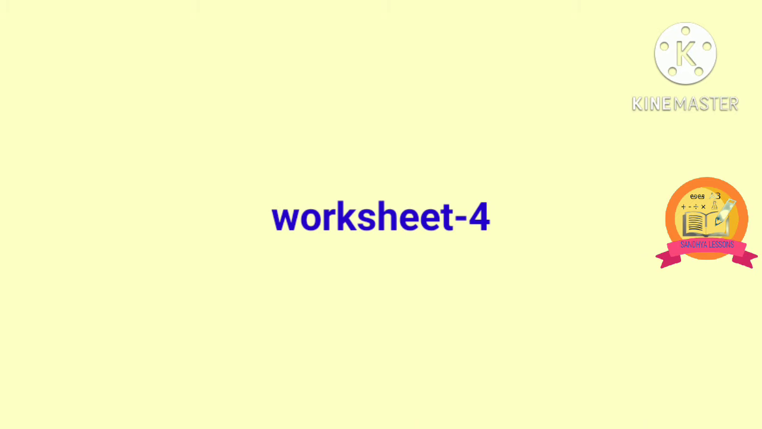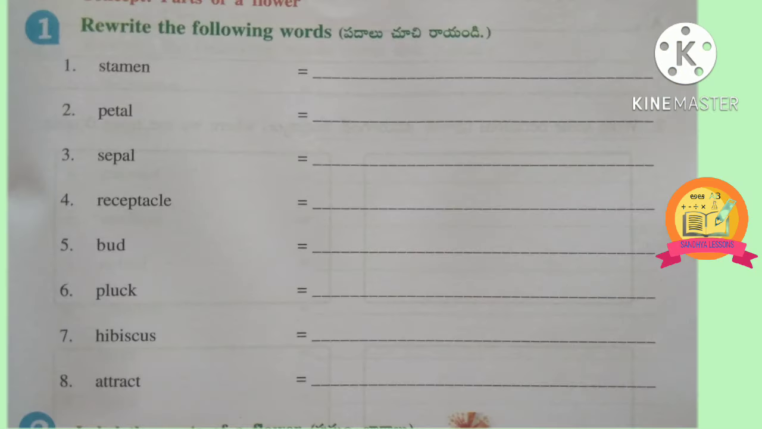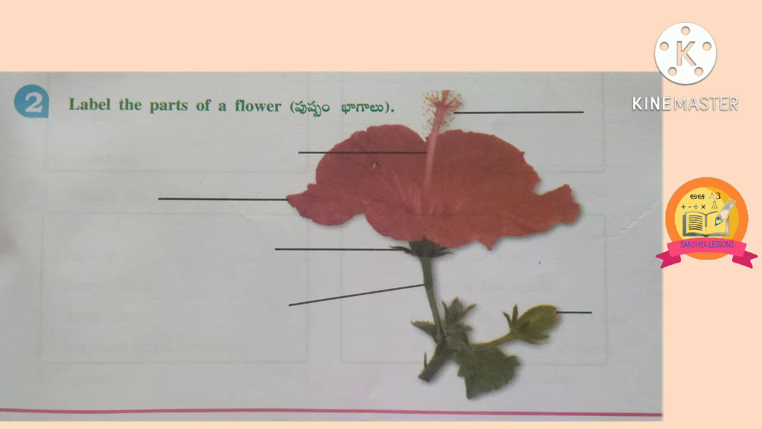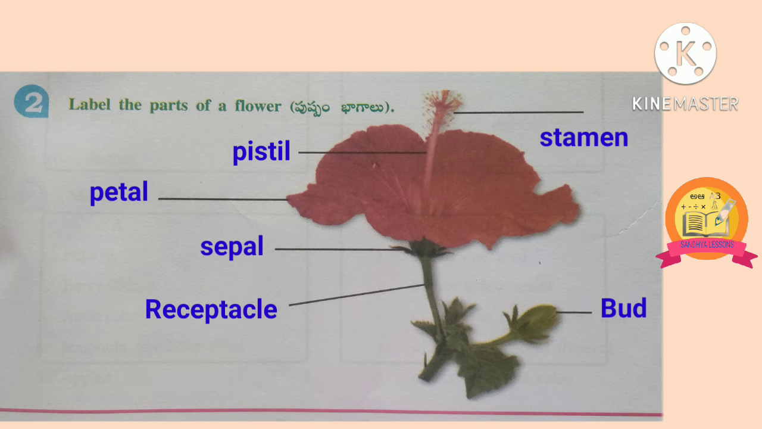Worksheet 4. First Roman, rewrite the following words. Stamen, petal, sepal, receptacle, bud, pluck, hibiscus, attract. Second Roman, label the parts of a flower. Stamen, pistil, petal, sepal, receptacle, bud.